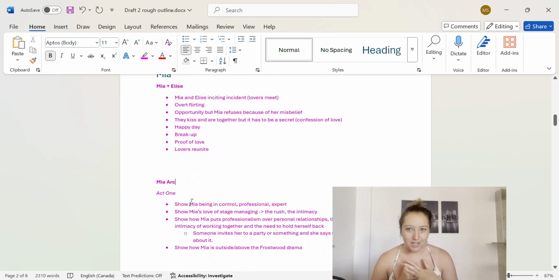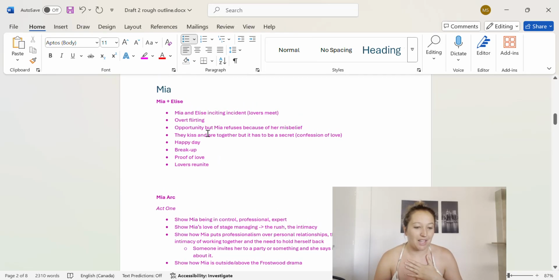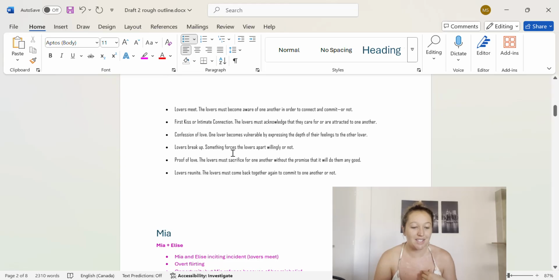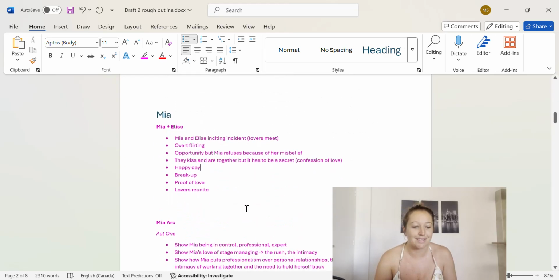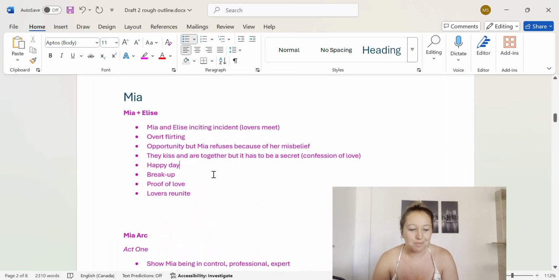I had an idea of doing the beats of the arc separately. I'll show you another character in a second. It didn't go so well because the relationship is super tied to the arc. So I had these jot notes up here of inciting incident, overt flirting, opportunity, but Mia refuses because of her misbelief. They kiss, but it's a secret. Happy day, break up, proof of love. Basically, this is exactly what Story Grid said. And this is nothing, right? Like any story could have these beats.